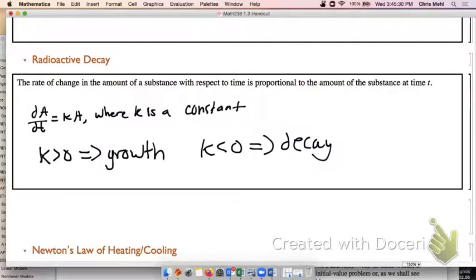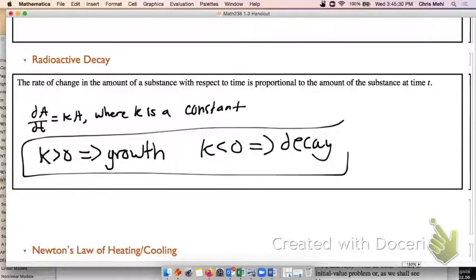Okay, and one more thing about radioactive decay. So, again, usually the rate of change in the amount of a substance with respect to time is proportional to the amount of the substance at time t. The last thing I wanted to point out is that whether it's a population or we're talking radioactive decay, when the rate of change is proportional to the original amount in this way, when k is greater than 0, you see growth, and when k is less than 0, you see decay.